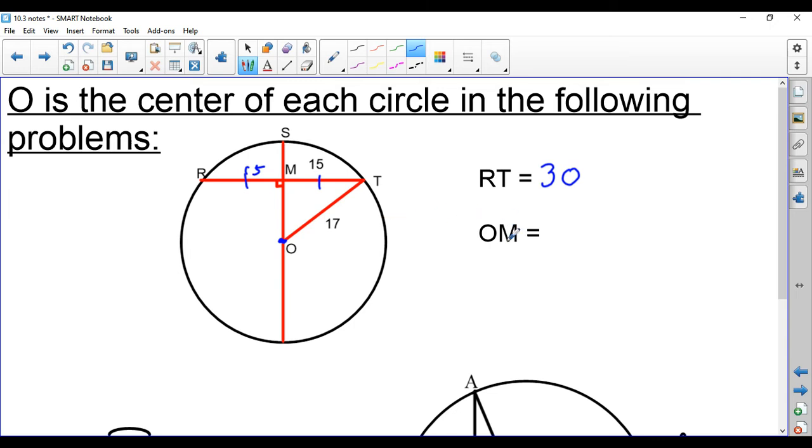Then we want to find the length of OM. This is a right triangle with a leg of 15 and a hypotenuse of 17. You can use the Pythagorean theorem, or that's one of our Pythagorean triples, 8, 15, 17. If we have OM, we could then find MS. It would be 17 minus 8 to give you the rest of that radius, and so on.